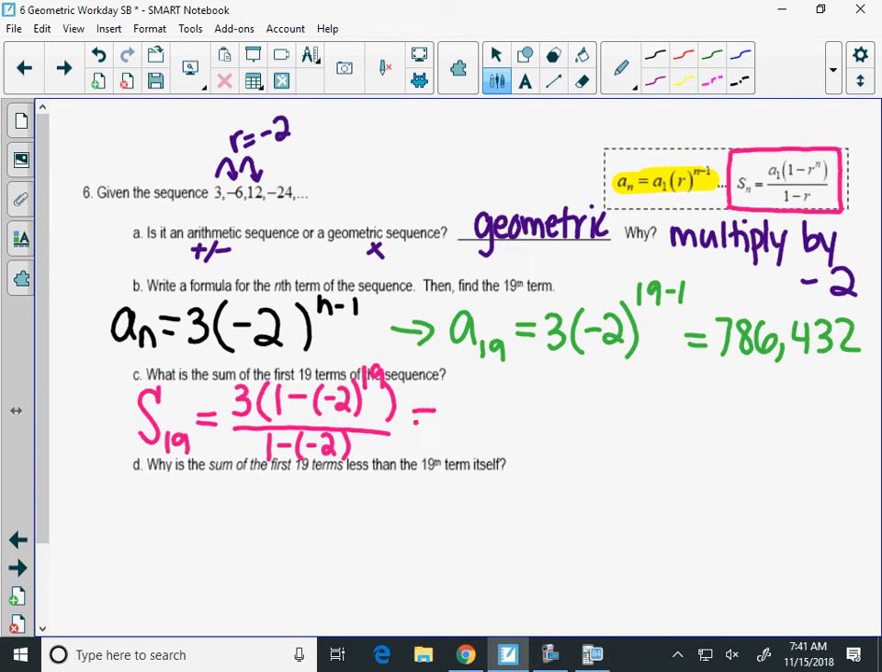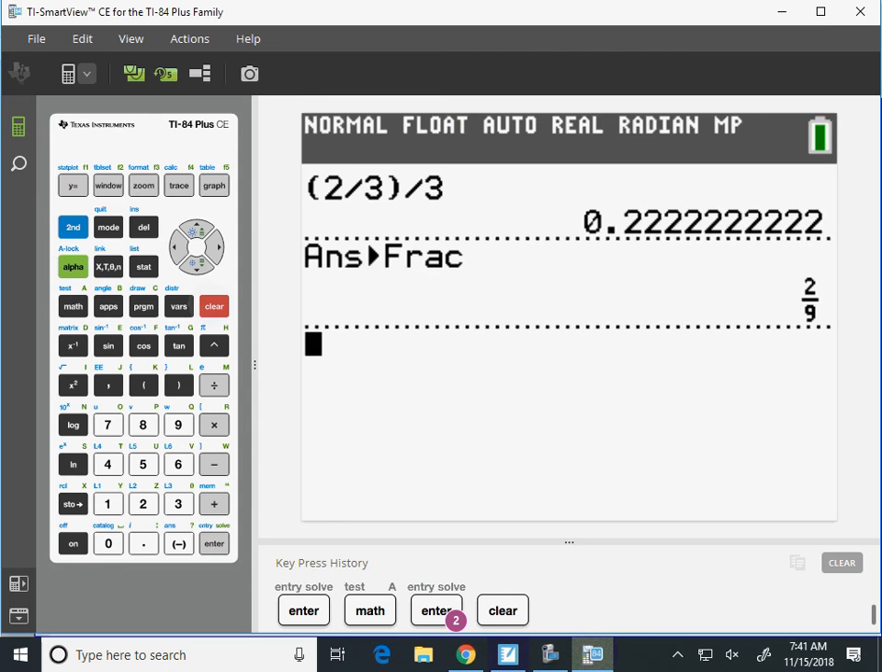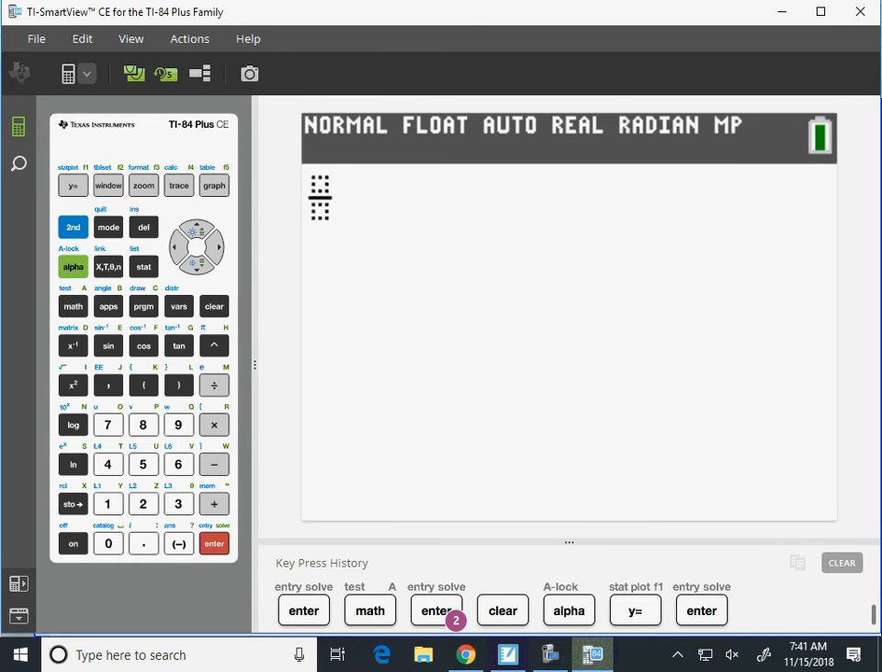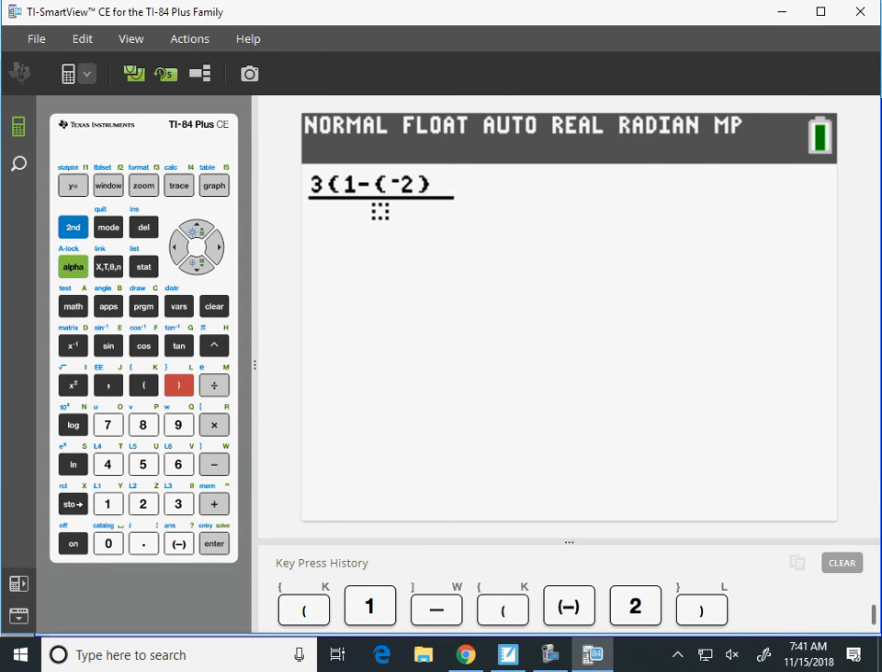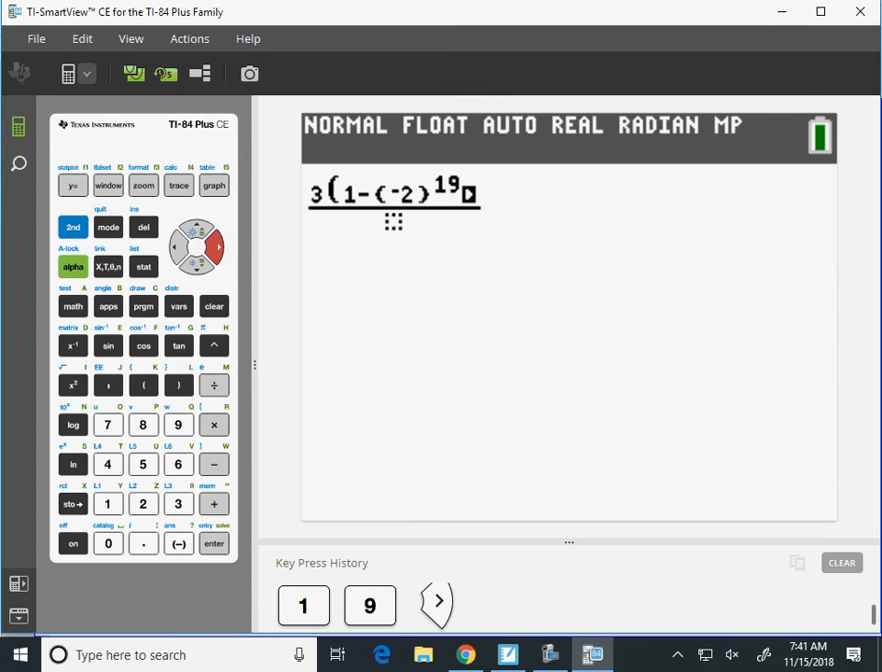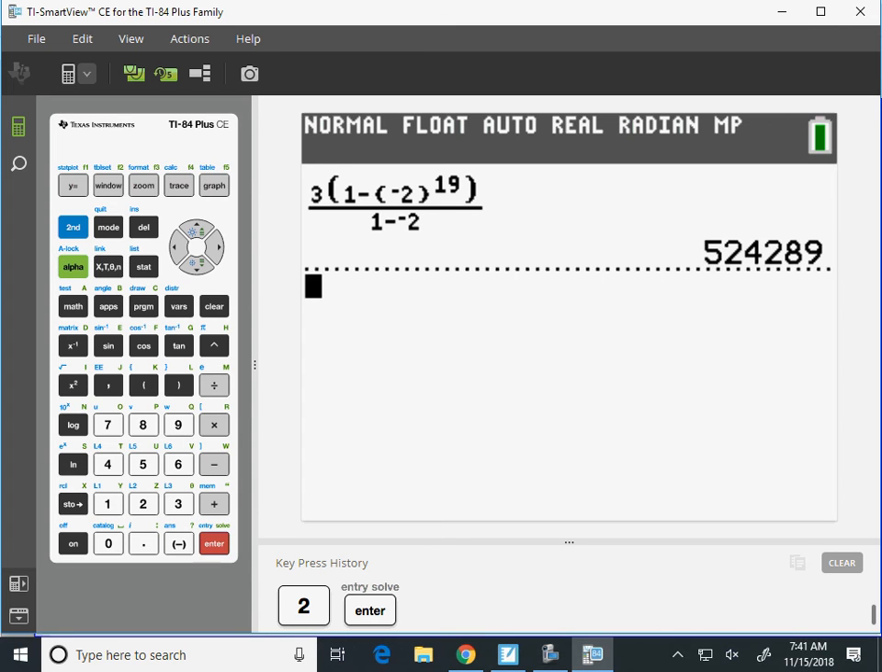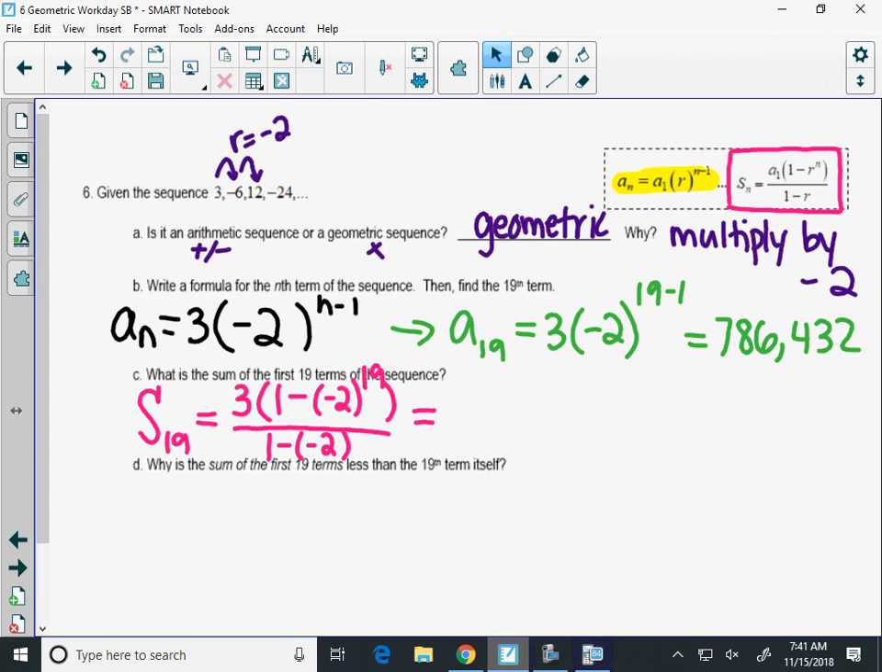Now you need to be really careful when you type this into your calculator. All right, again, start with a fraction. And we have 3 times 1 minus. You put your negative ratio in parentheses, and then raise it to the 19th power. Then your denominator is 1 minus your common ratio. Right? That's the right value, 524,289.